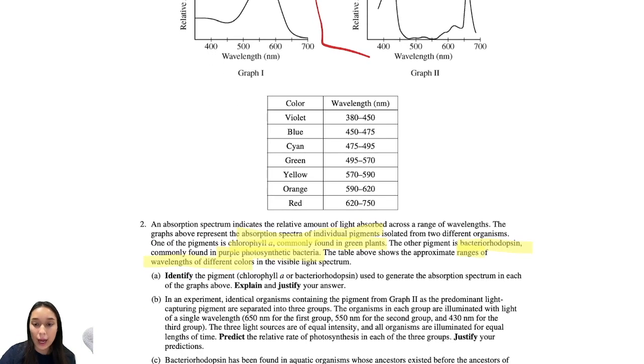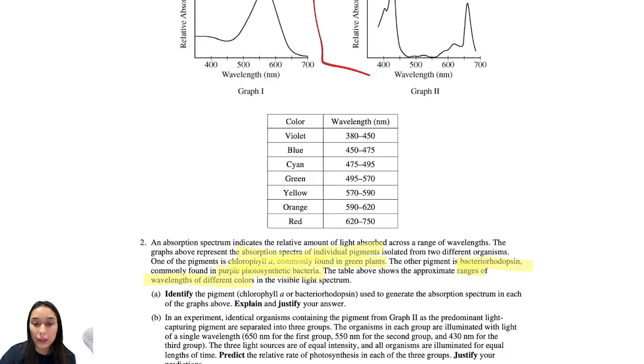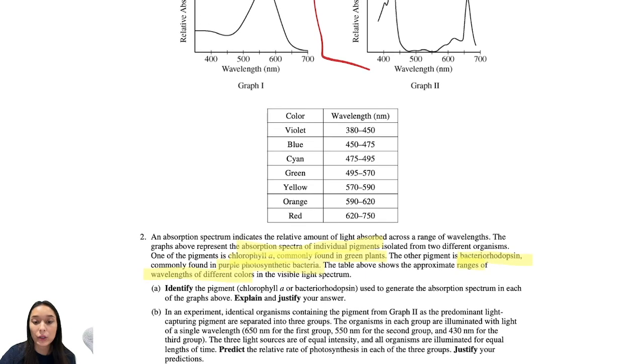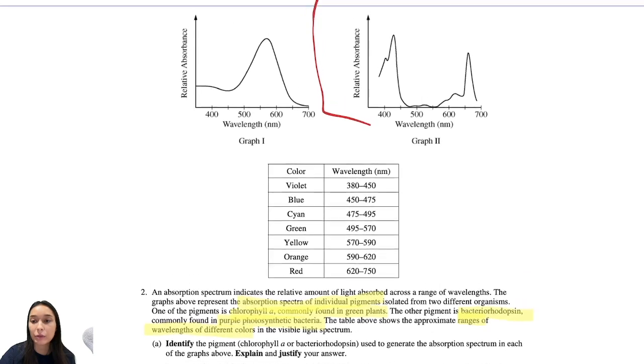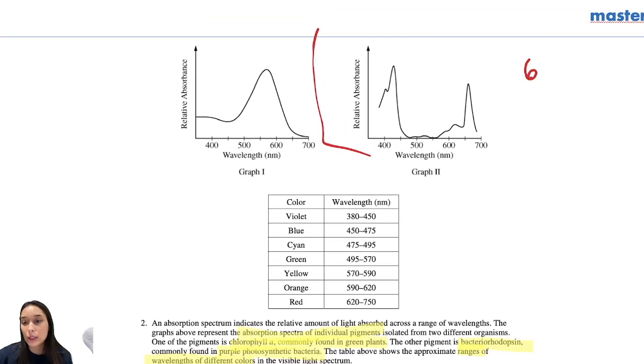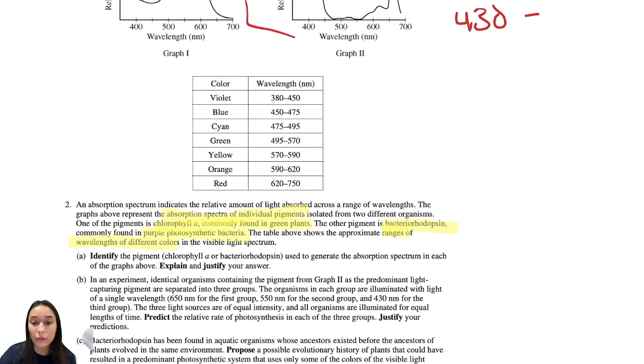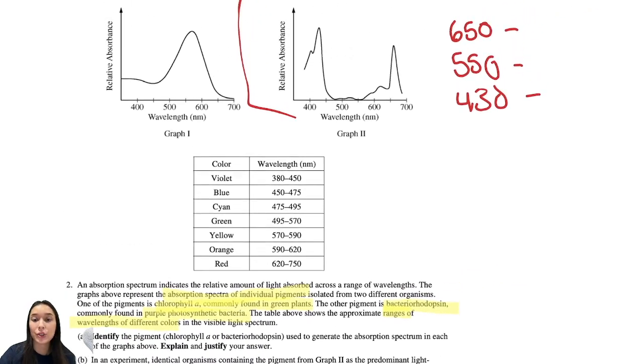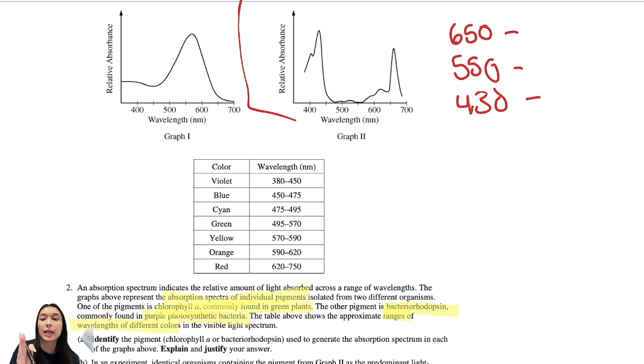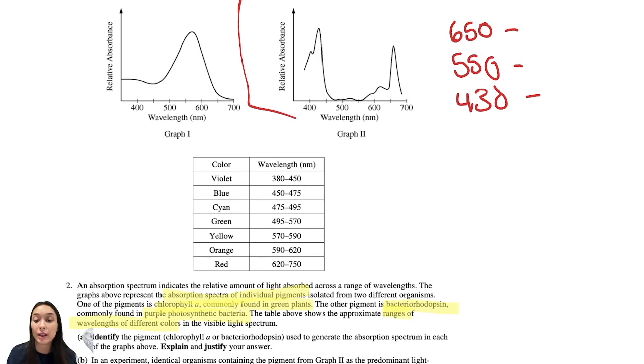So it's saying that you had organisms that were related with a single wavelength. You had 650, 550, and 430 nanometers as the three groups. Those are your three groups. They said that they did it for the same length of time and the same intensity, which is just to standardize it all. So the only difference between these three groups is the wavelength. They're getting the same amount of light for the same amount of time, just at different wavelengths. So we're going to see how wavelength affects that.